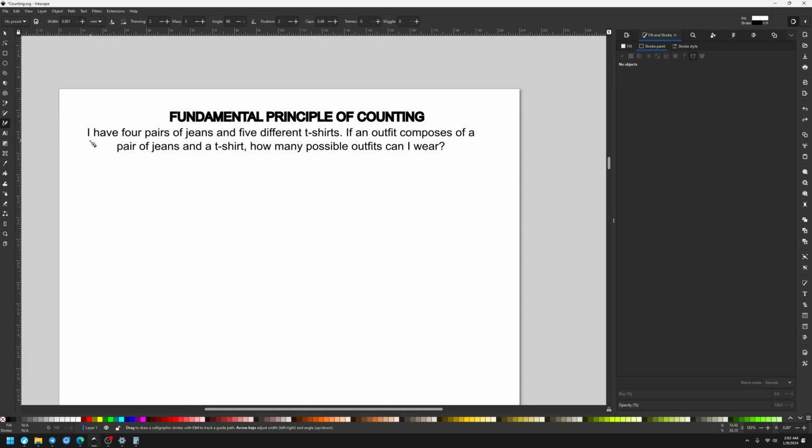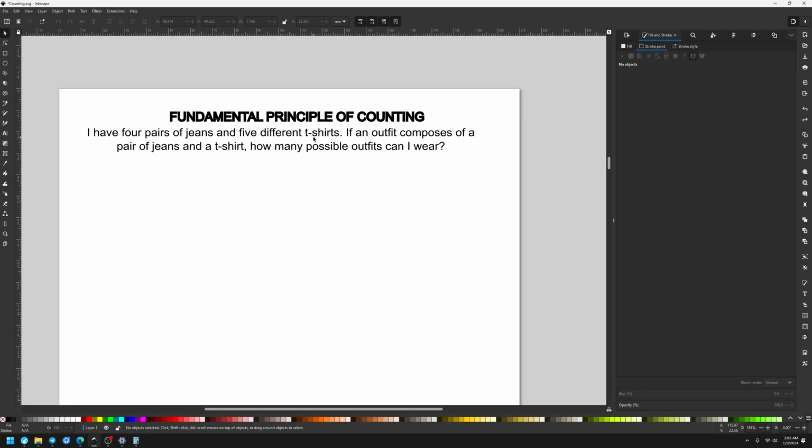Okay, in this problem, we see that I have 4 pairs of jeans and 5 different t-shirts. If an outfit is composed of a pair of jeans and a t-shirt, how many possible outfits can I wear? So first, we have to give these jeans and t-shirts names. Not like Bob, but something methodical. So for jeans, we're going to have J1, J2, J3, and J4. For t-shirts, we're going to give them T1, T2, T3, T4, and T5.